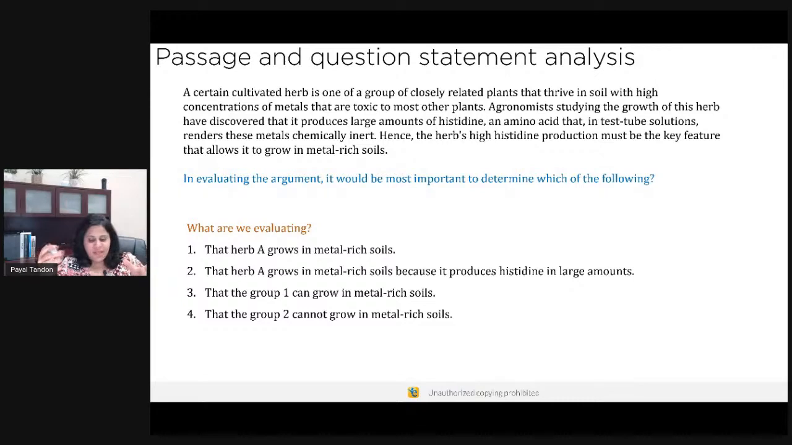So in other words, when I'm asking what are we evaluating, what I'm asking is, what is the conclusion here? So tell me, which one is the conclusion? Are we evaluating that herb A grows in metal-rich soils, or that herb A grows in metal-rich soils because it produces histidine in large amounts? Dishank is saying number two. Absolutely. Number two is what we are evaluating. Not number one. We are not questioning whether herb A grows in metal-rich soils or not. What we are evaluating is the reason why herb A grows in metal-rich soils.